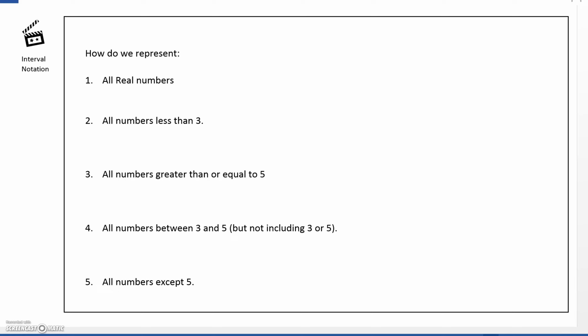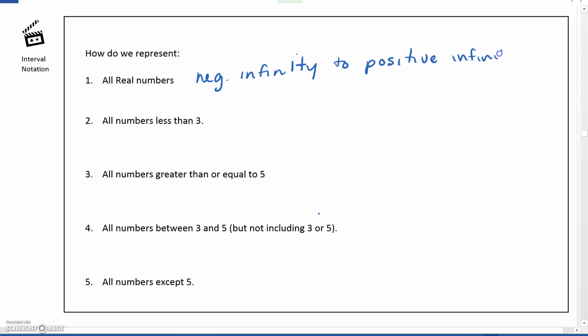So one thing that we'll often see is that we'll want to talk about all real numbers. Another way we might say this is that we want to talk about everything from negative infinity to positive infinity. Now, if we think about a number line, that is the whole number line, right? So negative infinity would be that way to the left, positive infinity would be to the right.